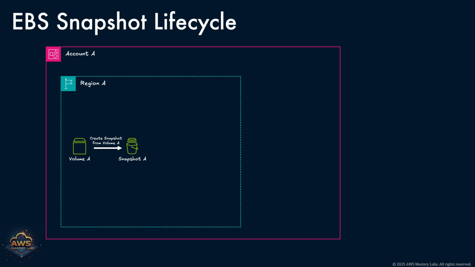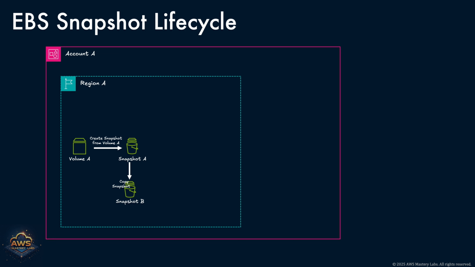The time it takes to complete this transfer, and thus for the snapshot to move from pending to completed, depends on the amount of data that has changed since the last snapshot. Because EBS snapshots are incremental, only modified blocks are copied during this process, making subsequent snapshots faster and more storage efficient than the initial one.